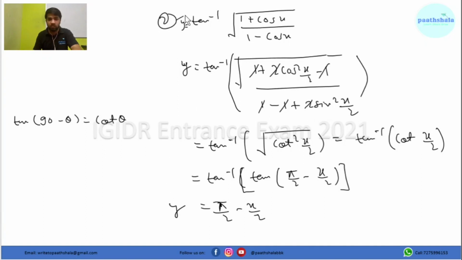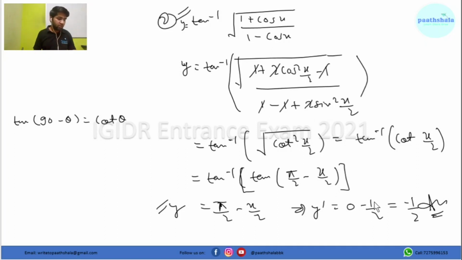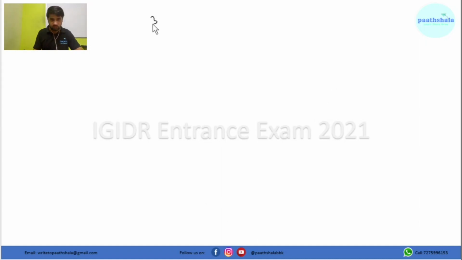Now instead of differentiating the original, you can differentiate this slightly easily. So y dash will come out to be 0 minus half. So the final answer is minus half. Okay, so your differentiation is minus half. So this way you can solve these kinds of questions. So let's move to another example, example number 3.